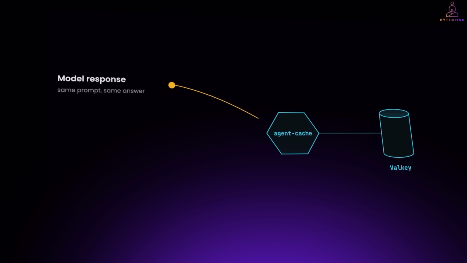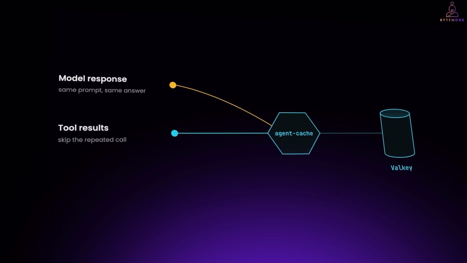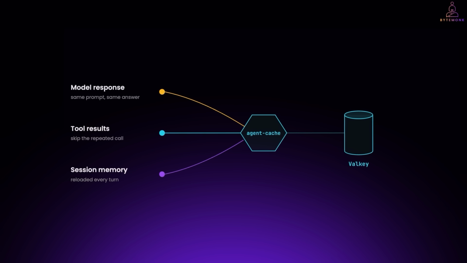The first one is the model's response. Same prompt in, same answer back, without paying for the model again. The second is tool results. When your agent calls something like a search API or a database query, that result gets cached too. So if the same lookup happens again, you skip the call entirely. The third is the session memory, the running history of the conversation that your agent reloads on every single turn. Instead of rebuilding it each time, it comes straight from the cache.